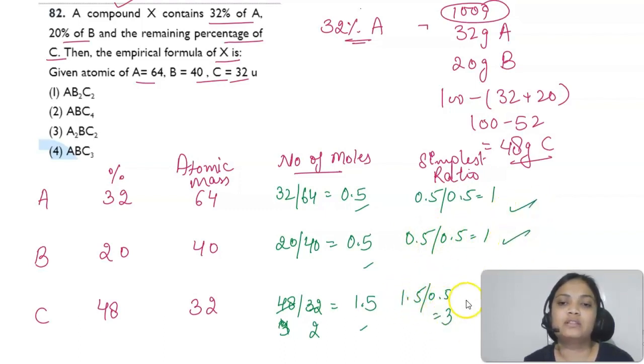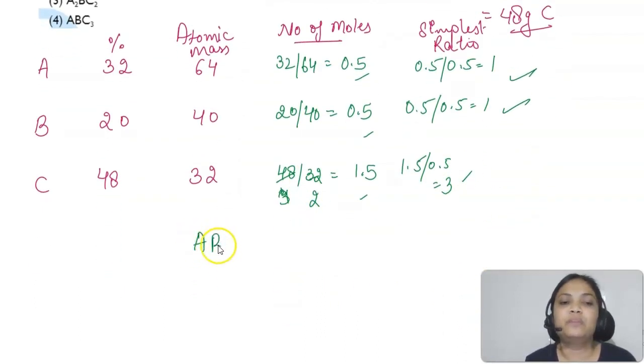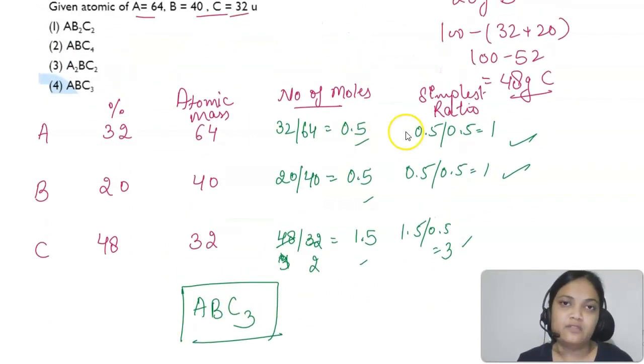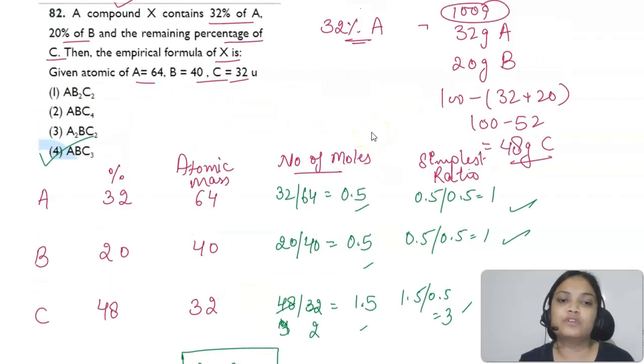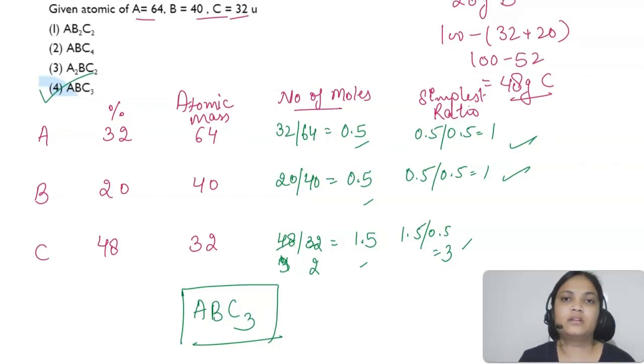So you have got the simplest ratio for ABC. So A1, B1 and C3. So see, we have got the empirical formula, that is ABC3. Alright, so this is so simple. This is how we are going to find out the empirical formula if we know the percentage composition of all the elements in the compound. So I hope students you are able to get how to approach these questions and how to solve these questions.